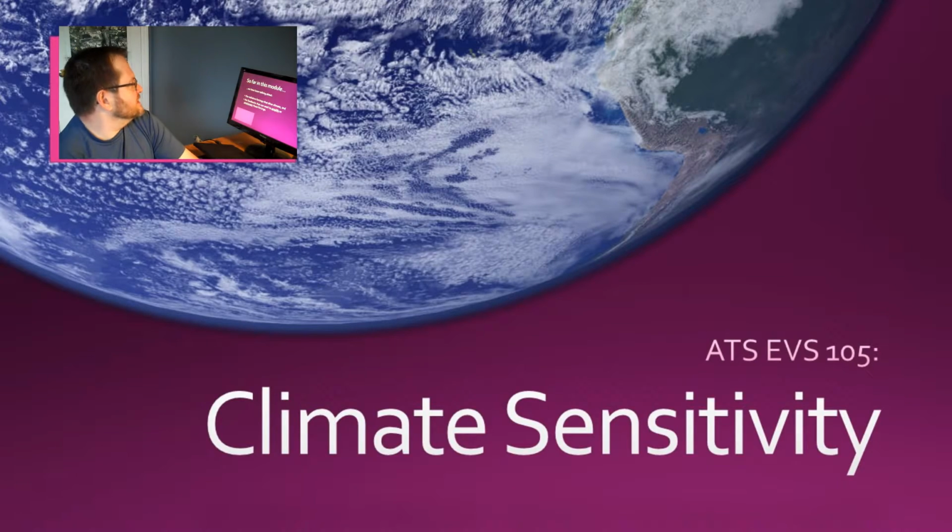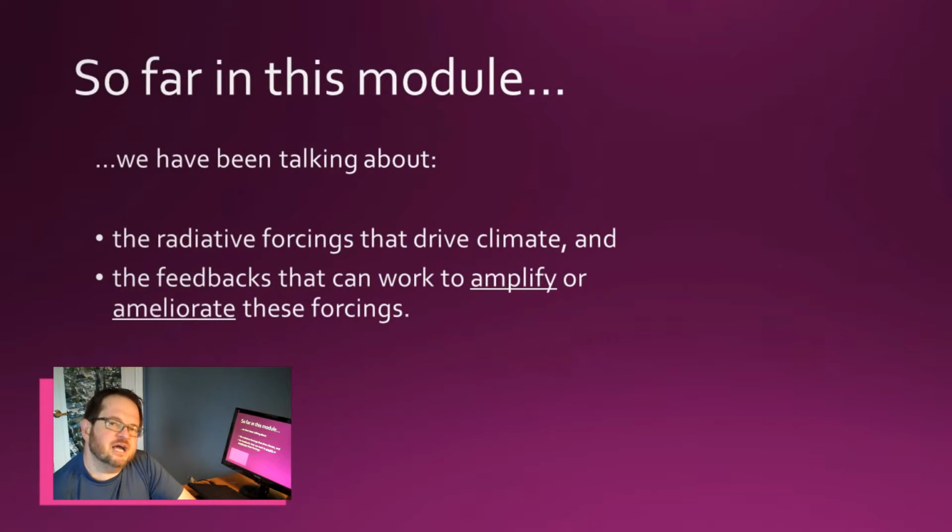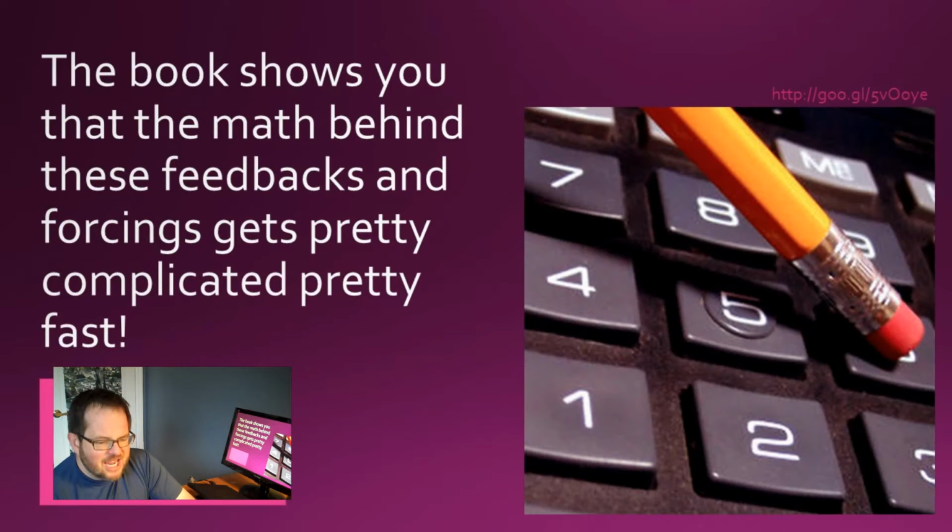When we talk about climate sensitivity, it's important to put this into context in this module. So far, we've been talking about two main things: the radiative forcings that drive the climate, and the feedbacks that can work to amplify or ameliorate the climate changes that were driven by the radiative forcings. Your book makes an attempt for about a page or two to show you how complicated the math of a feedback can get.